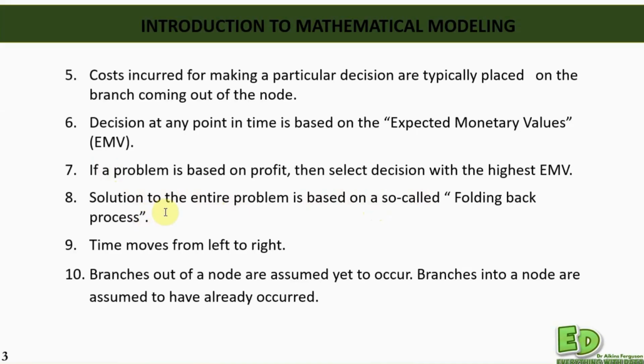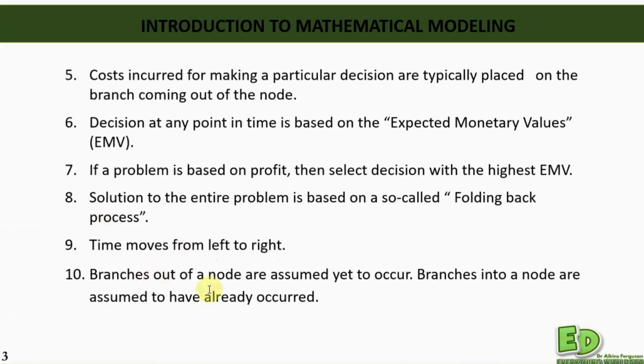After drawing the decision tree and numbering all the nodes with respect to the problem at hand, when you get to the final node, you fold back from the highest node to the least node in order to make your decision. That is why it's called a decision tree. Say we have nodes 1 to 10, we start from node 10 all the way back to node 1. That is the folding back process. The time moves from left to right.